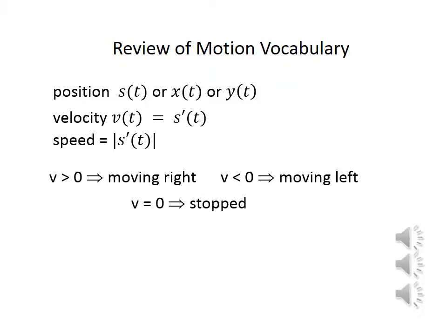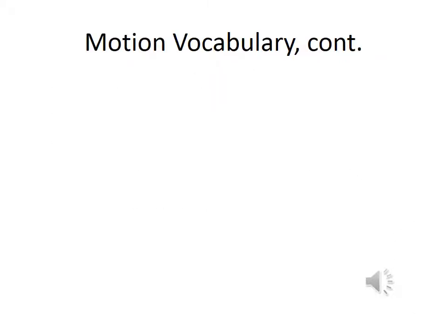If we think about this in first derivative terms, we're saying that if s prime is positive, then s is increasing, and vice versa. Finally, the acceleration of an object is the derivative of the velocity with respect to time, which makes it the second derivative of the position. The sign of the acceleration can be a little bit tricky to read.